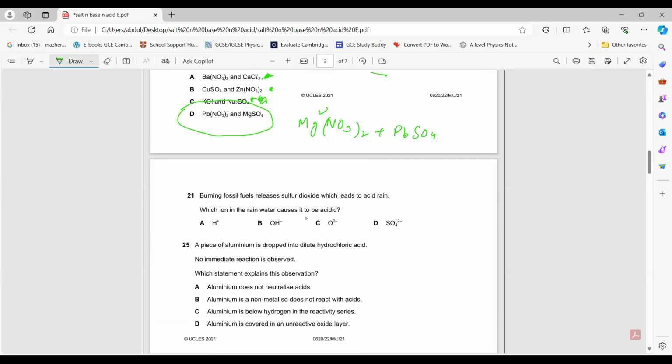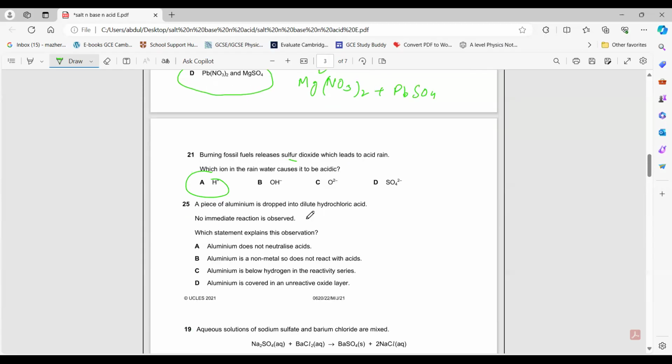Then burning fossil fuels releases sulfur dioxide which leads to acid rain. Which ion in the rain causes it to be acidic? The hydrogen ion. Yes, because which we combine to it gives H2SO4.